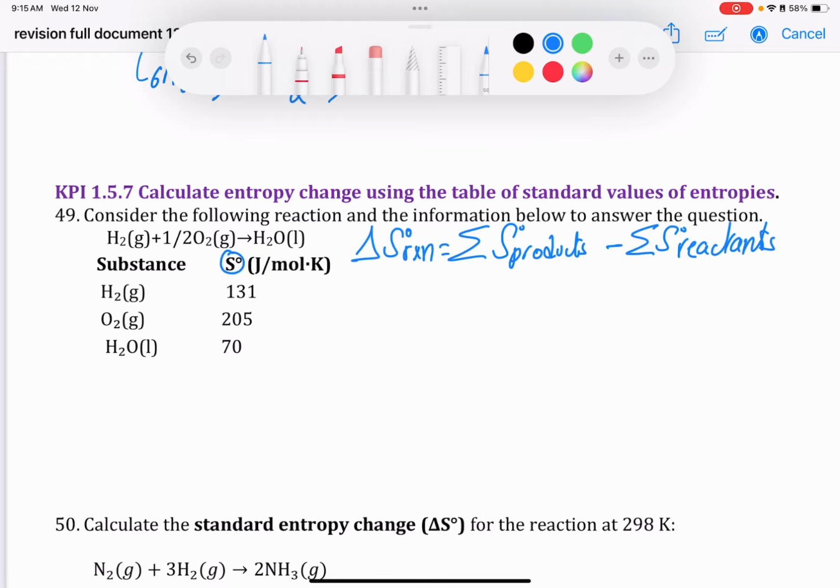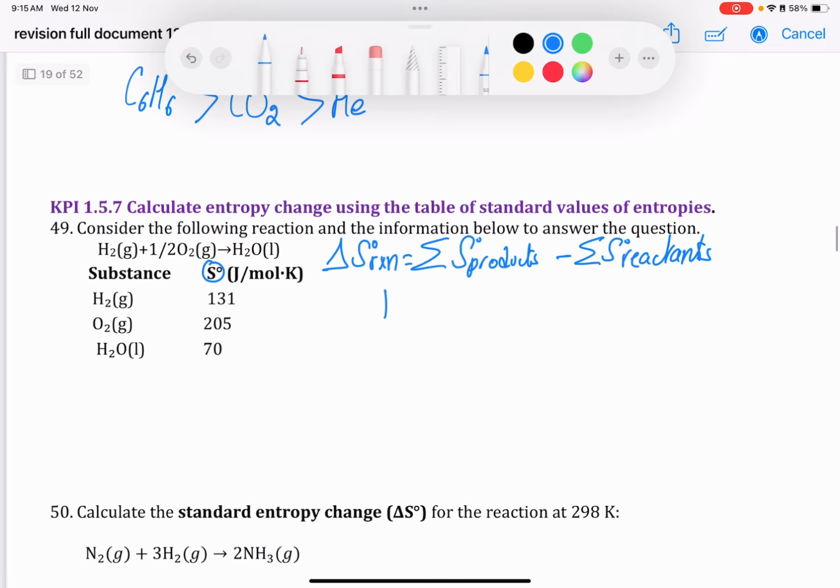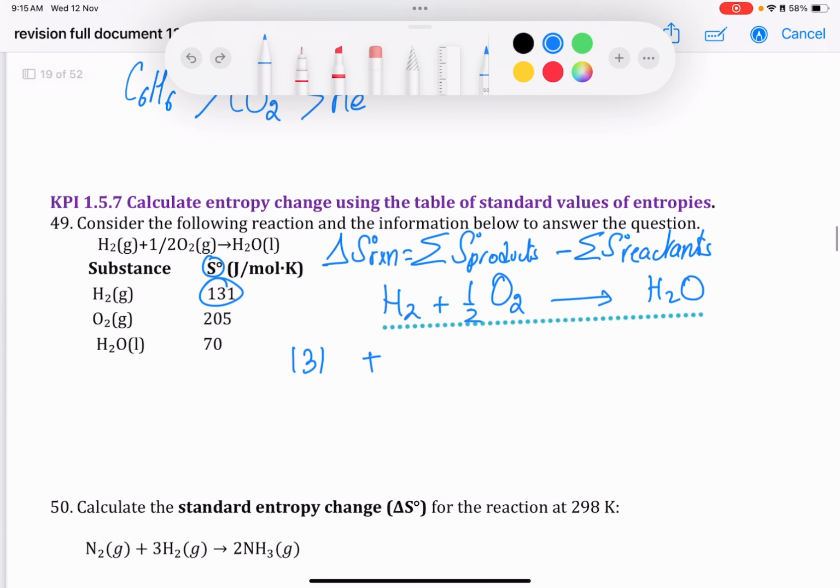Now, let me do it here in the easy way. So I'm going to copy again the equation: hydrogen, half oxygen, and H2O. Hydrogen is 131 joules per mole Kelvin, plus half O2, which is given over here as 205, gives H2O, which is 70.